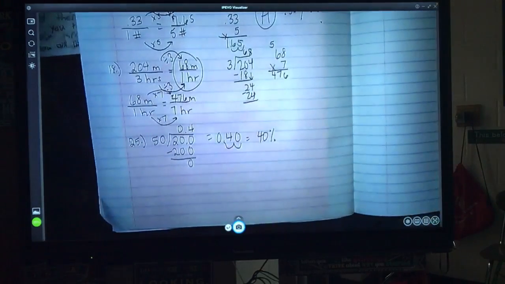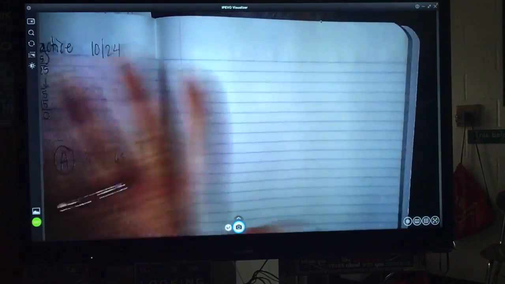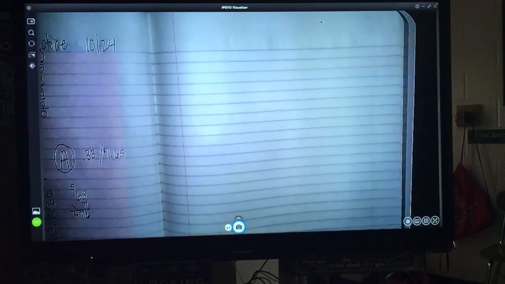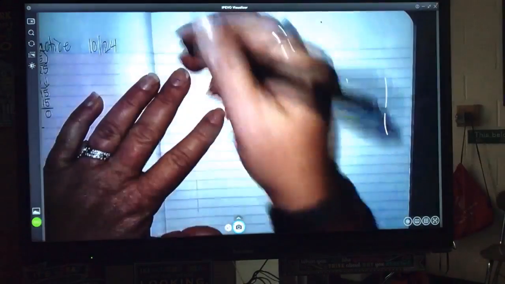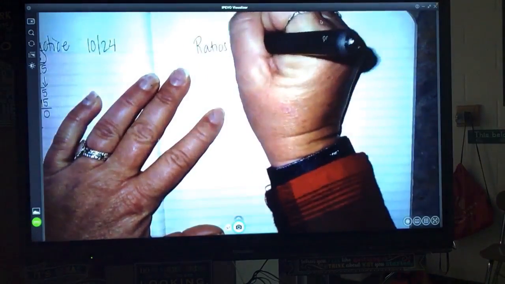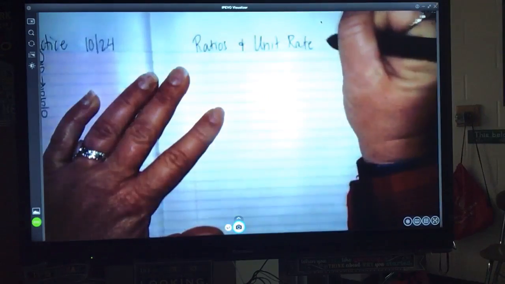Alright, so let's go ahead and move on to what we're gonna be doing today. So you're just simply sliding over to the next blank page, whether it's the left page or the right page, it does not matter. Okay? On that page, you are going to write ratios and unit rate practice.